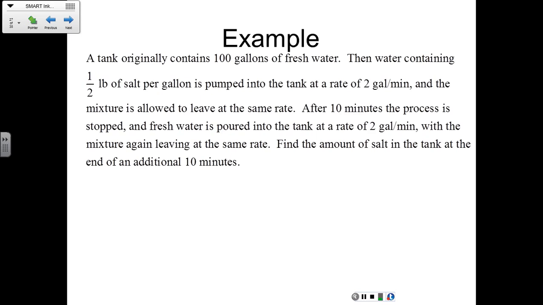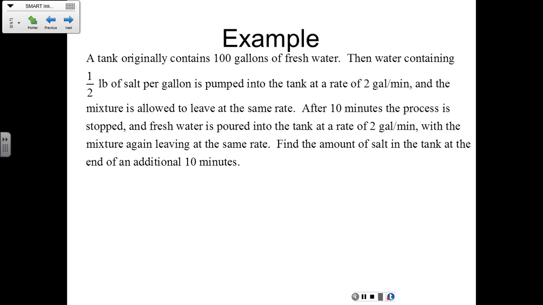This one's tough. Okay? So we're going to really get our thinking caps on and try to think our way through this situation. A tank originally contains 100 gallons of fresh water, no salt. Then water containing a 1/2 pound of salt per gallon is pumped into the tank at a rate of 2 gallons per minute. The mixture is allowed to leave at that same rate. After 10 minutes, the process is stopped.